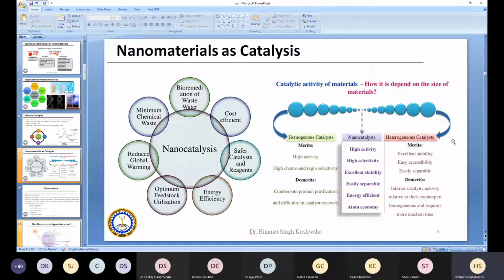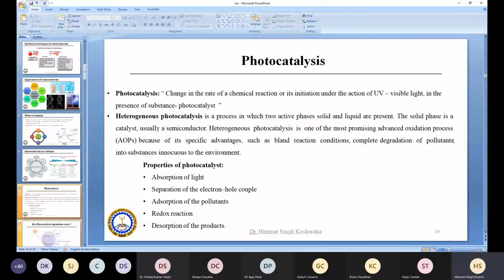So it depends mainly on the size of the material how much catalytic activity it has, as the surface area will change, their absorbability will change, and their porosity will change. In the catalysis process, we will discuss mainly two types: one is the photocatalysis process and one is the piezocatalysis process. The photocatalysis process can be used for wastewater treatment, environmental remediation, and in photoelectrochemical cells also. Photoelectrochemical cells and solar cells are energy generation devices.